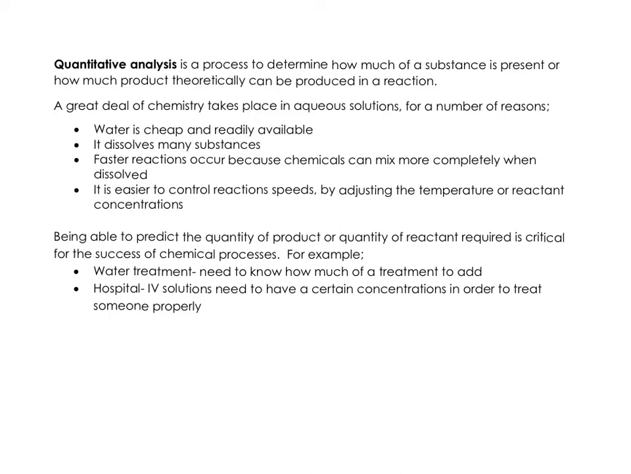It's easier to control reaction speeds by adjusting the temperature or reactant concentrations for the reaction. Being able to predict the quantity of product or quantity of reactant required is critical for the success of many chemical processes. For example, water treatment. You need to know how much of a treatment to add if you've got a problem in your water. You don't want to add too little or too much. Hospital IV solutions need to have certain concentrations in order to treat someone properly. Whether it's medication or for dietary needs, you need to be able to correctly figure these out.